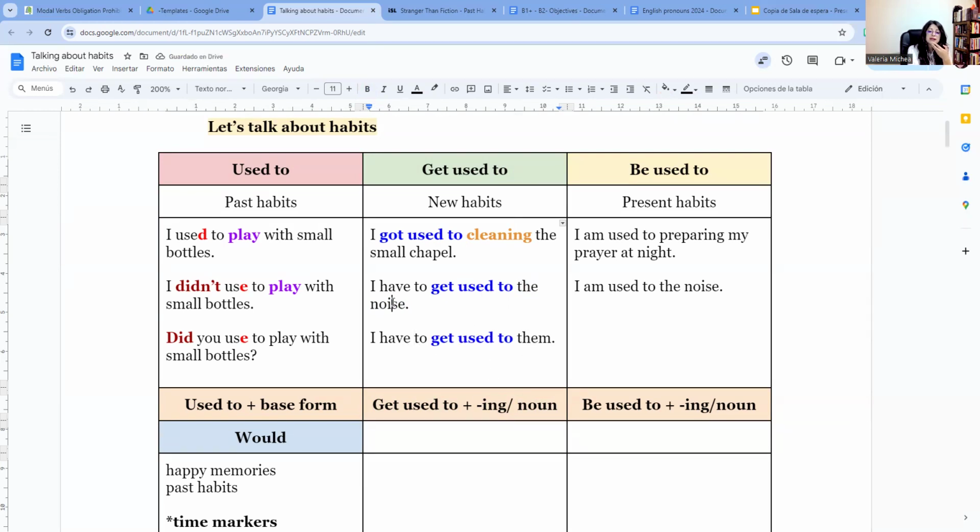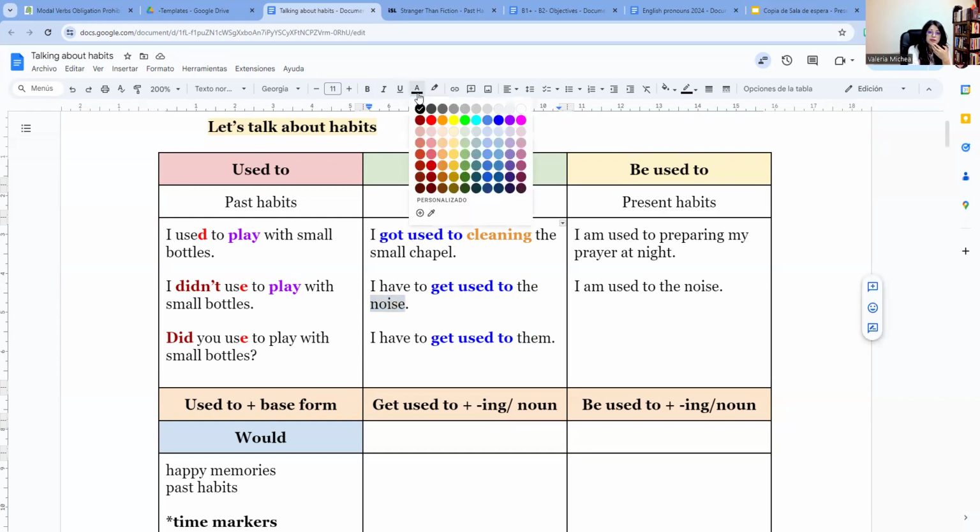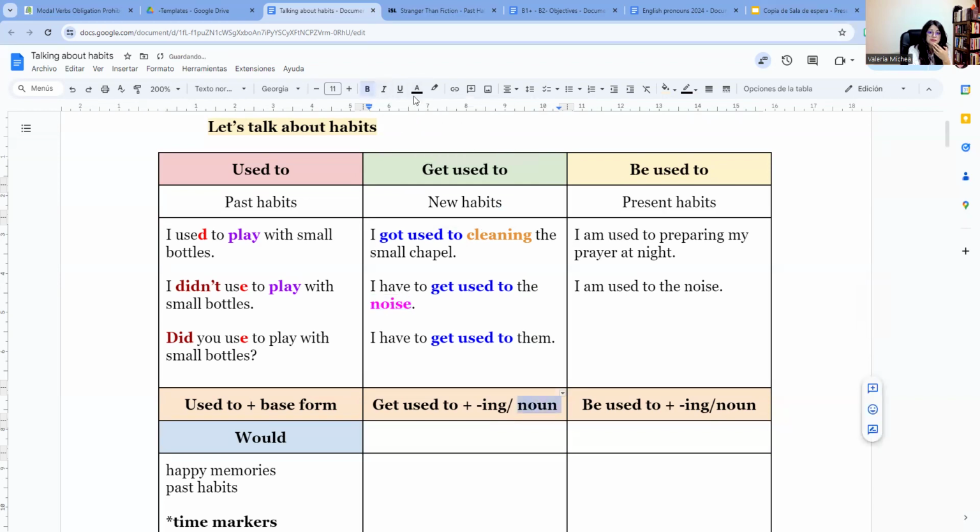So in this case, we have a noun, by the way. Let me mark it with a different color so you remember that this is a noun. Right, so I got used to cleaning the small chapel. Now, let's work on the meaning, because we know that used to is useful for talking about past habits. This one is useful for talking about new habits. So what does I got used to cleaning the small chapel mean in Spanish? Can anybody translate this sentence for me?